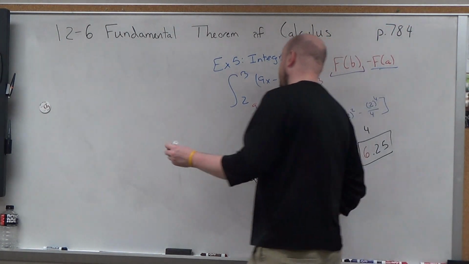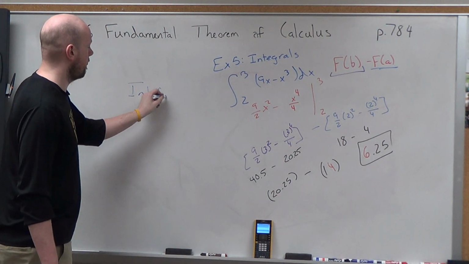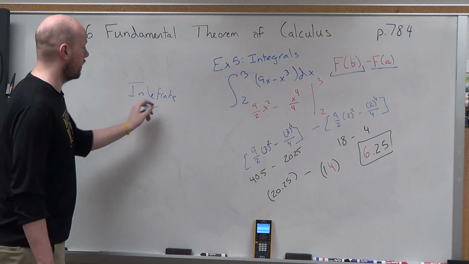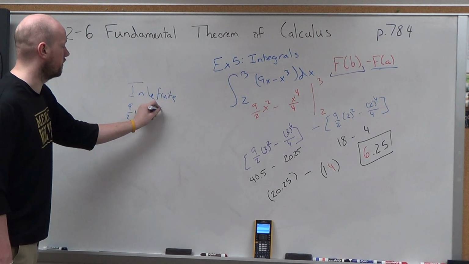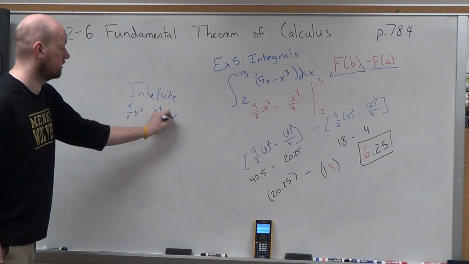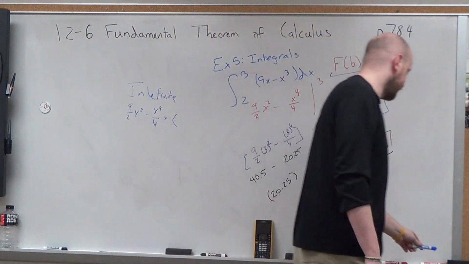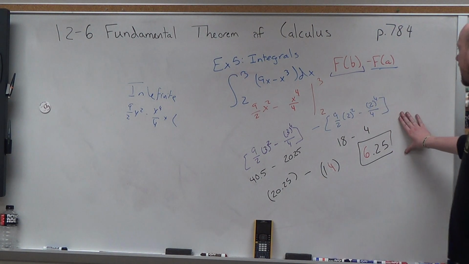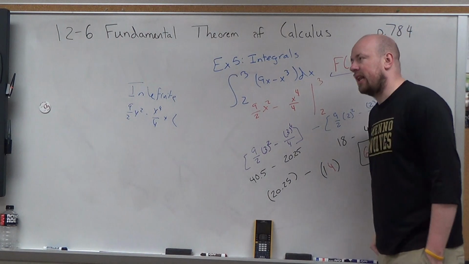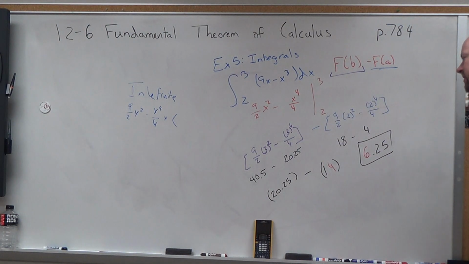If I just had the indefinite integral, that would have just been 9 over 2 x squared minus x to the 4 over 4 plus c. If I didn't have my endpoints, I couldn't have done anything more with it. Otherwise, yeah, that's honestly calculus. It's just a whole bunch of different algebra. All calculus really is, is just adding that last step and incorporating those derivatives into an integral.